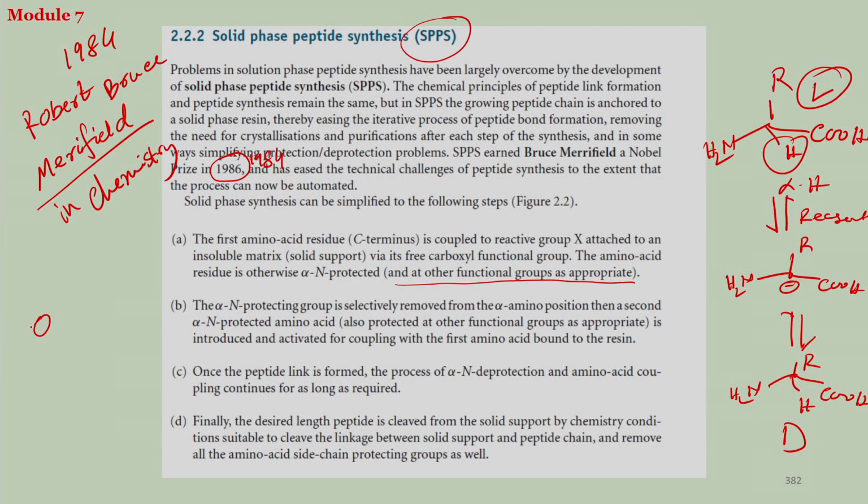if you have the solid support S, this has a linker, it is connected to a functional group X, and then you attach this with your first amino acid.